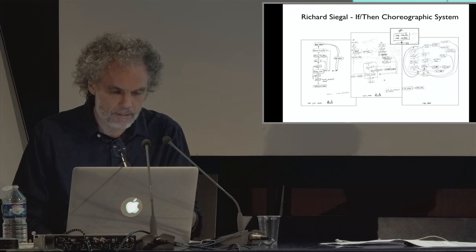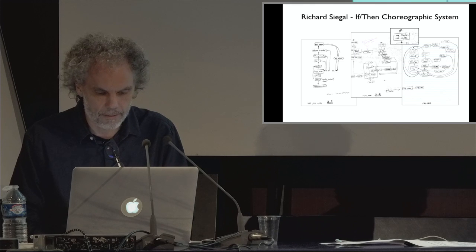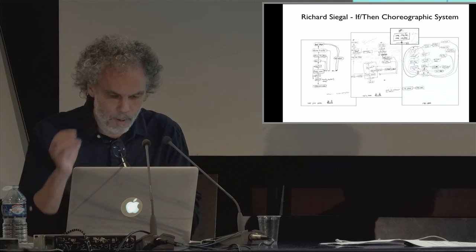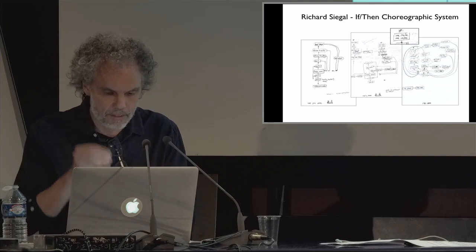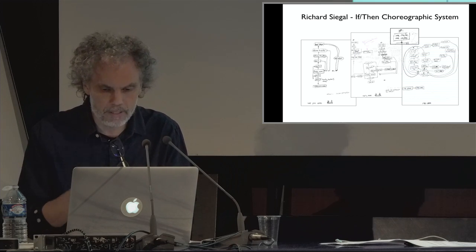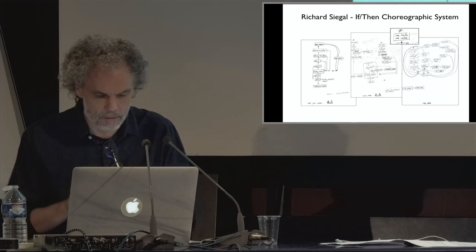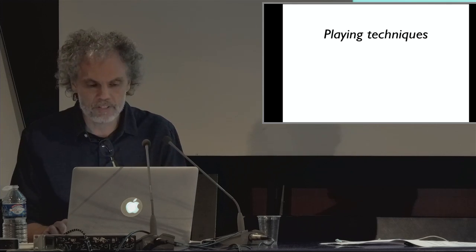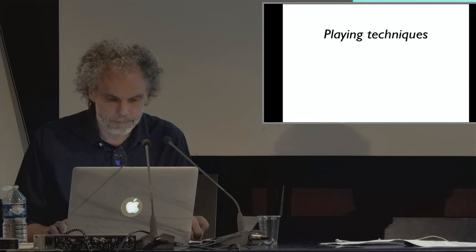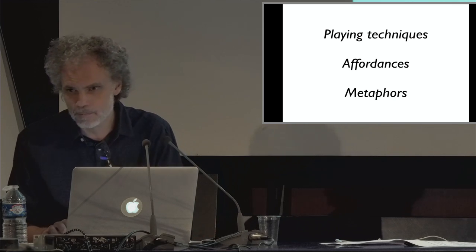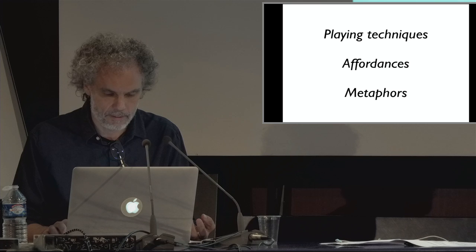One example from dance: Richard Siegel, a choreographer I really like, previously with Forsythe. That's an example where he notates dance in a very logical way, with instructions like coding. I'm not going to talk about that at all, but what we try to use in our system is to develop the idea of playing techniques, affordances, and metaphors. We already heard about all that this morning.